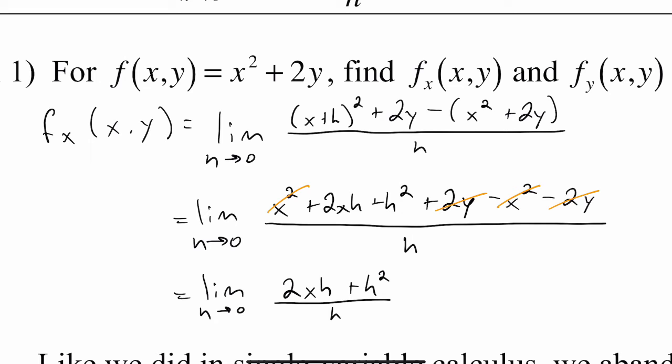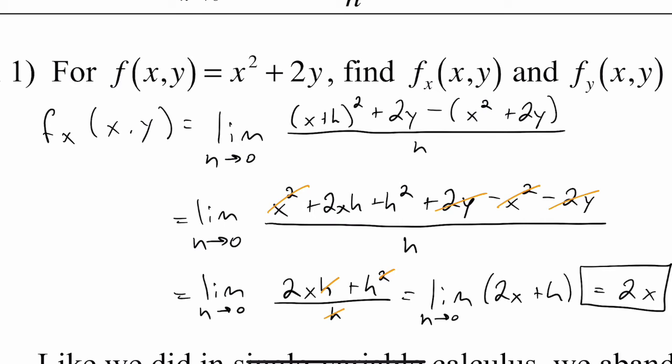Now everything in this fraction has an h. So that h and one of the h's from the h squared can cancel with the h in the denominator. So our limit would reduce to the limit as h goes to 0 of 2x plus h. Now if we do direct substitution, we can just plug in 0 for the h, and we're left with 2x. And that is our partial derivative of f with respect to x.